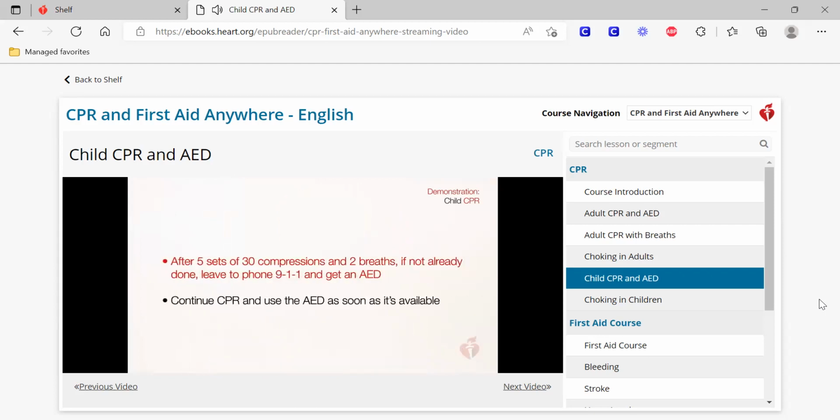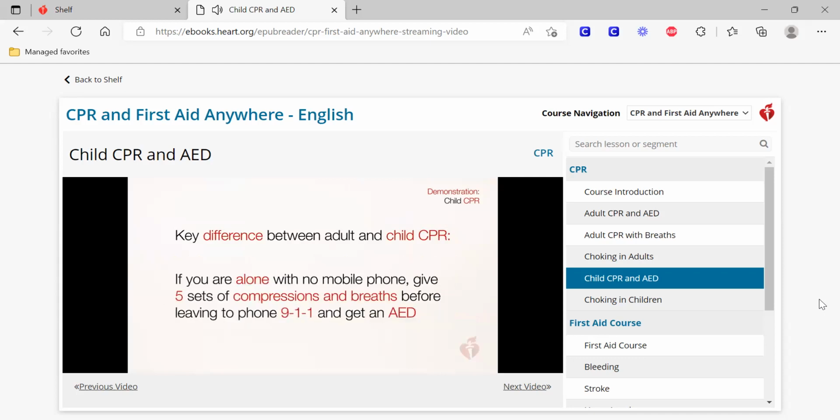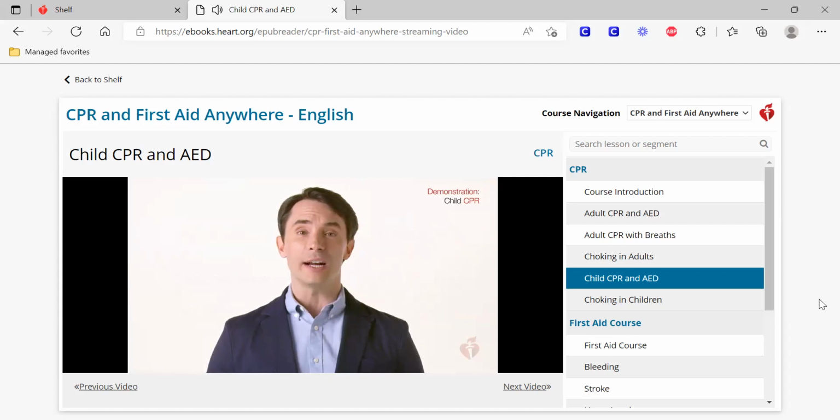After 5 sets of compressions and breaths, if you're alone and no one has phoned 911, leave the child to phone 911 and get a nearby AED yourself. The key difference between adult and child CPR is that if you're alone, you stay with the child and give 5 sets of compressions and breaths before leaving to phone 911 and get an AED. Early CPR gives the child much needed oxygen immediately.